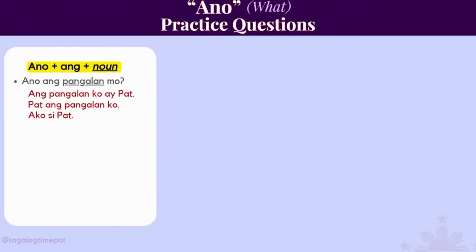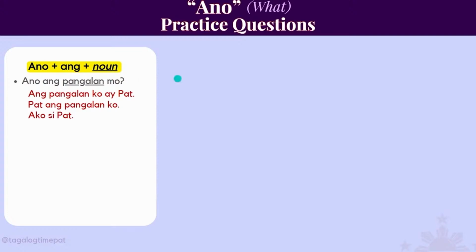You'll see that. Now let's just practice using ano. So on the left side, let me turn off my screen, so sorry. So on the left side here, you will see the rules that we just learned. So ano ang plus a noun. The example was, ano ang pangalan mo? Ang pangalan ko ay Pat. Or Pat ang pangalan ko, or ako si Pat. Again, remember, ako si Pat is the more casual way to respond.